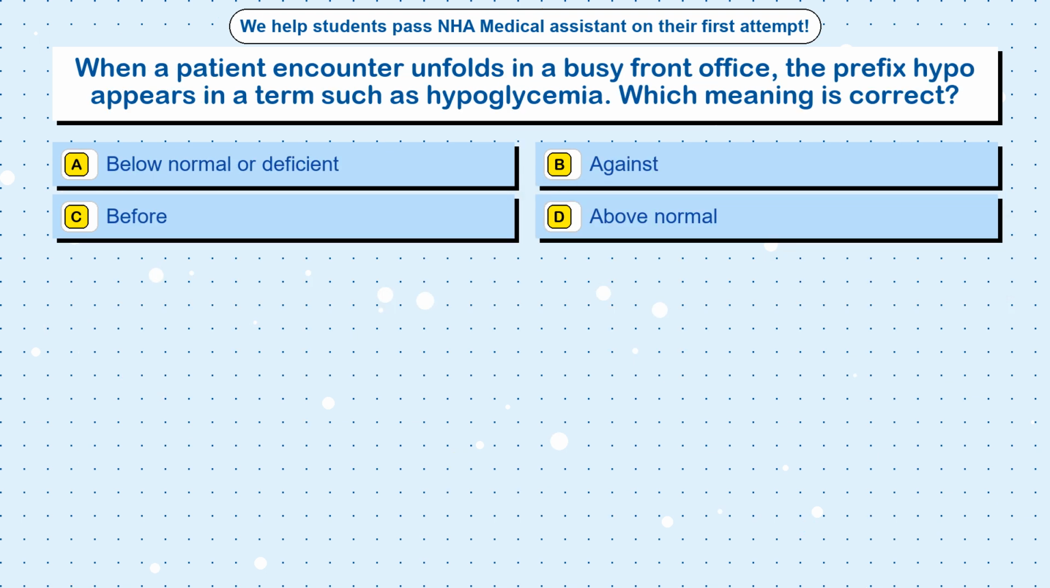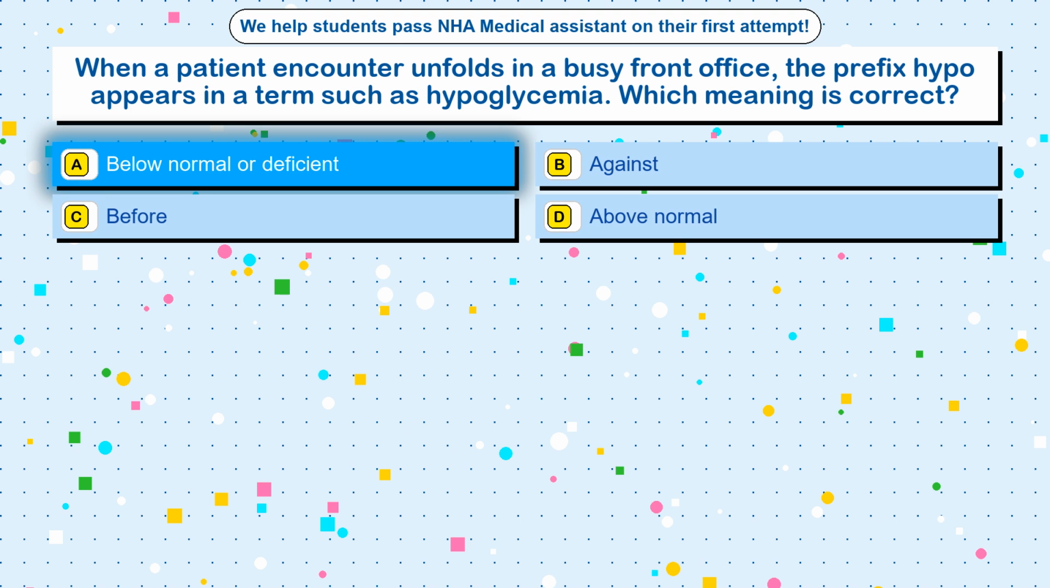Question 21. When a patient encounter unfolds in a busy front office, the prefix hypo appears in a term such as hypoglycemia. Which meaning is correct? Option A, below normal or deficient. Option B, against. Option C, before. Option D, above normal. The correct answer is option A, below normal or deficient.